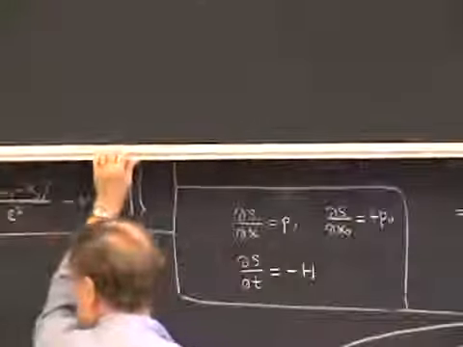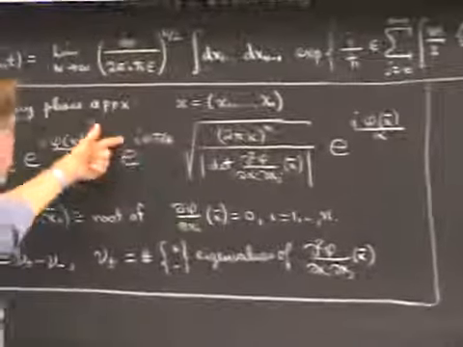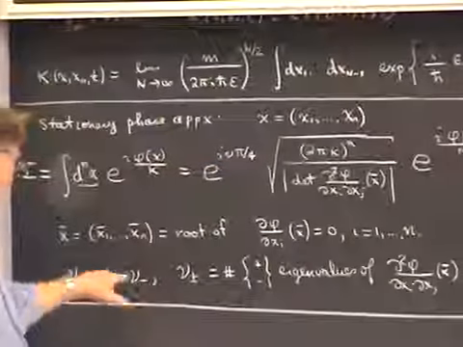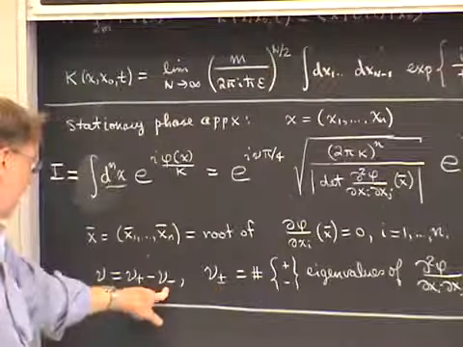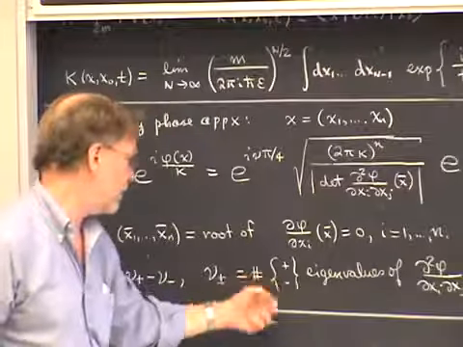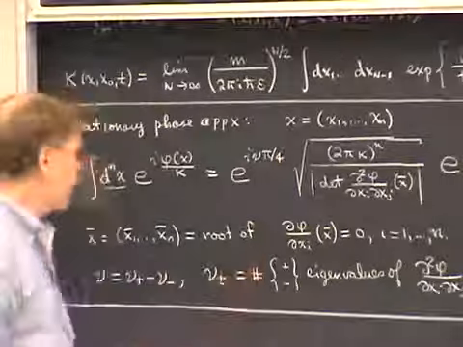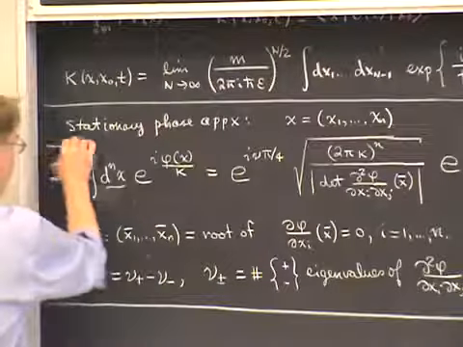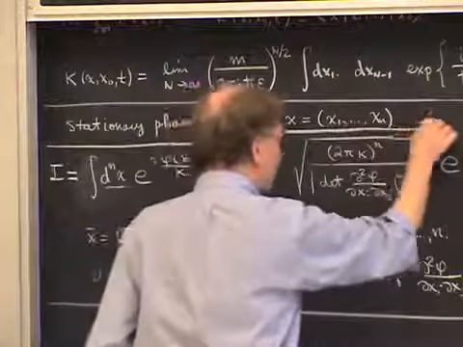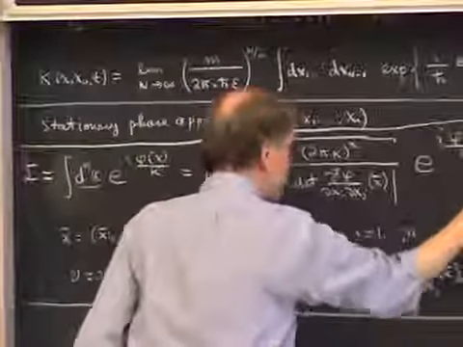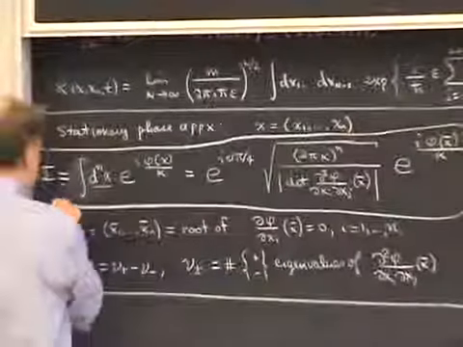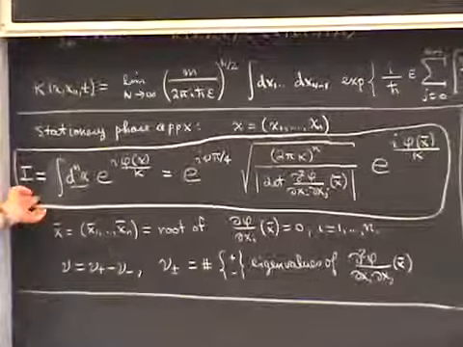And that's exactly what this factor here is, e to the i nu pi over 4, where nu is defined as nu plus minus nu minus, and nu plus and nu minus are the number of positive and negative eigenvalues of the second derivative matrix. So that's the derivation of the stationary phase approximation for multidimensional integrals, and I'll try to put a separate box around that. That's the main result.